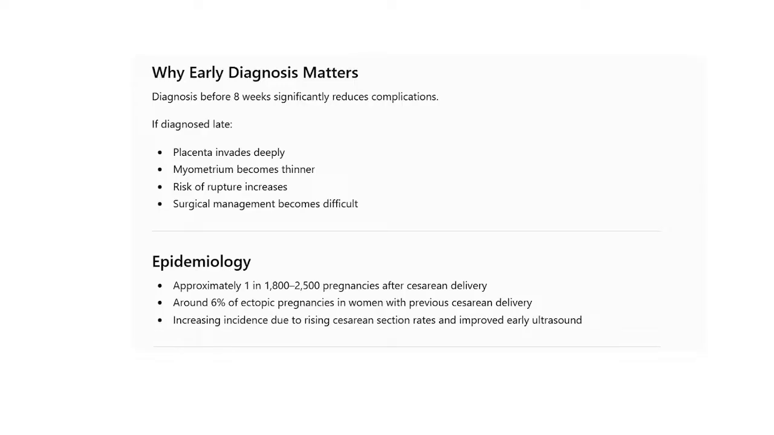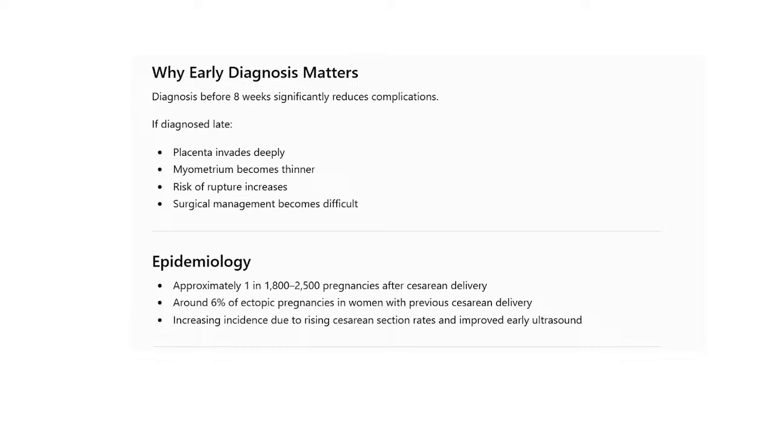So what is the epidemiology? Approximately 1 in 1,800 to 2,500 pregnancies after cesarean delivery. So around 6% of ectopic pregnancies are in women with previous cesarean delivery. So increasing incidence is due to rising cesarean section rates and improved early ultrasound.